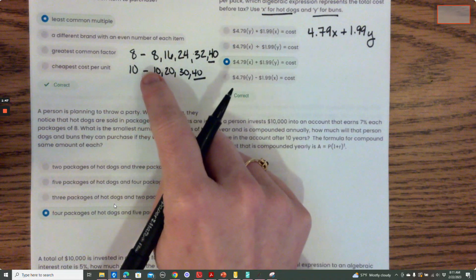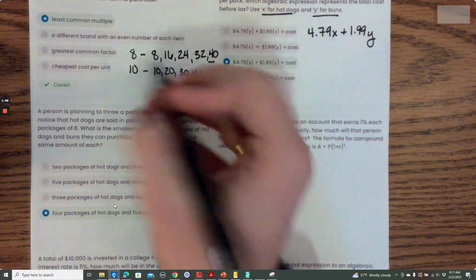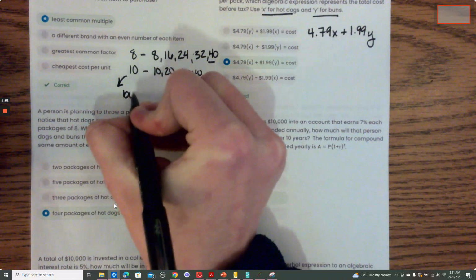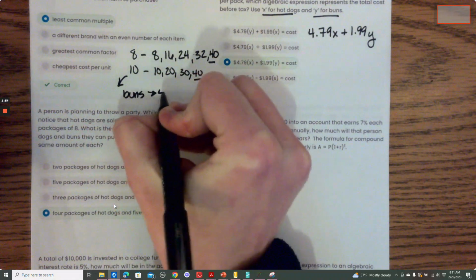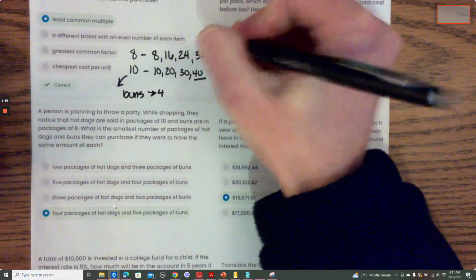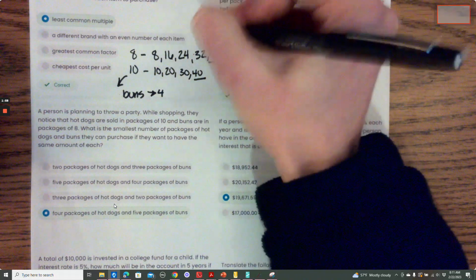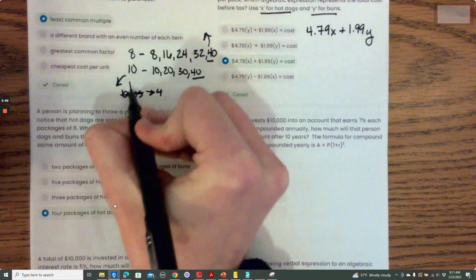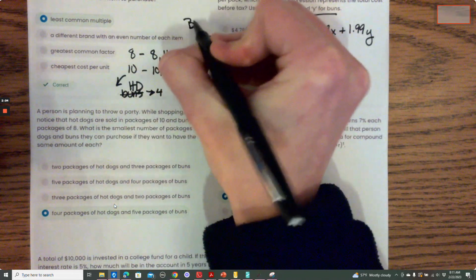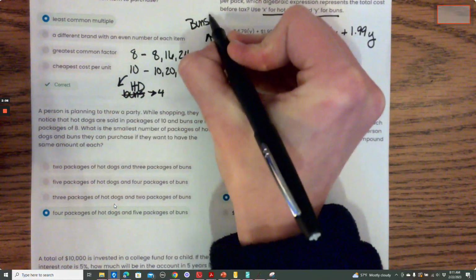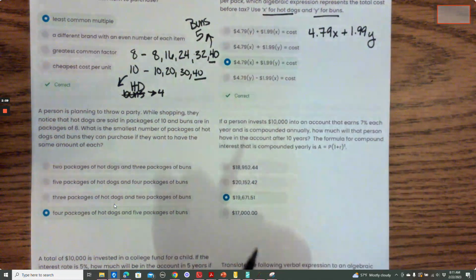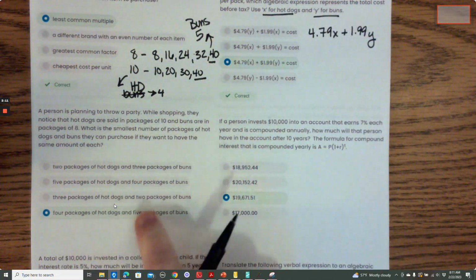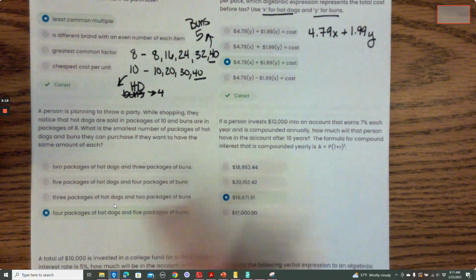So 10 times 4 gives me 40. So this was the buns, and it was 4 packs. And then 8 times 5 gives me 40. So this was the, or opposite way, sorry. This was the hot dogs. These were the buns. And so 8 times 5 gives you 40. So 4 packages of hot dogs, 5 packages of buns.